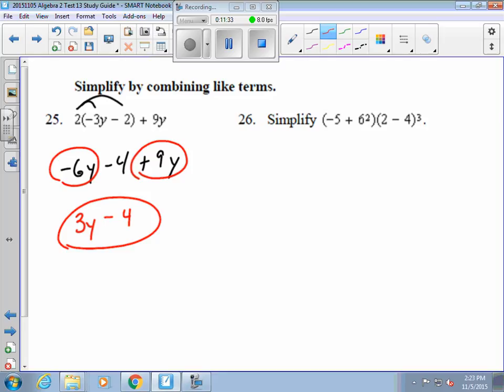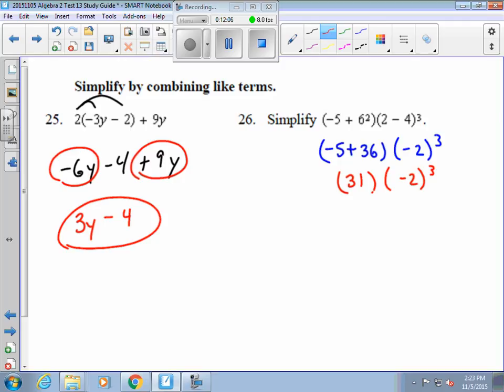Simplify this one. Inside of parentheses is what you do first. You work your order of operations inside of parentheses, though. So in this first set of parentheses, we have 6 squared. You got to do exponents first. So that gives us negative 5 plus 6 squared is 36. Inside of the other set of parentheses, we can do that operation right now. 2 minus 4 is negative 2. So again, still inside of parentheses, negative 5 plus 36 is positive 31. Still right next to negative 2 to the third power.